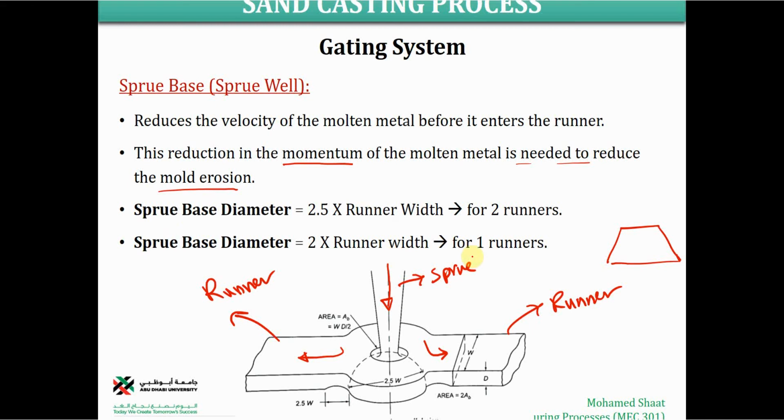But this part, I didn't ask you in the design process to do the calculation for the down sprue diameter. But this is what we already mentioned here, that these are typically the standard values for the sprue well or the sprue base diameter in comparison to the runner widths. In case that we are using a trapezoidal runner, you're going to pick the largest width, which should be on the bottom in this case, for one runner or two runners as we just mentioned.